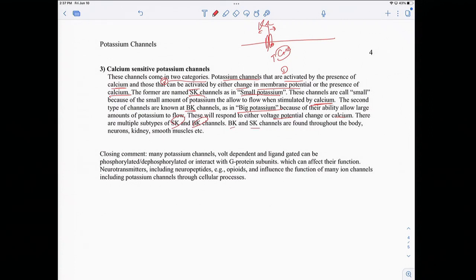Your BK and SK channels are found throughout the body. You have them in neurons, kidneys, smooth muscles, etc.